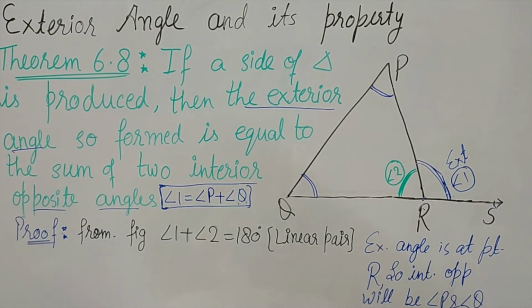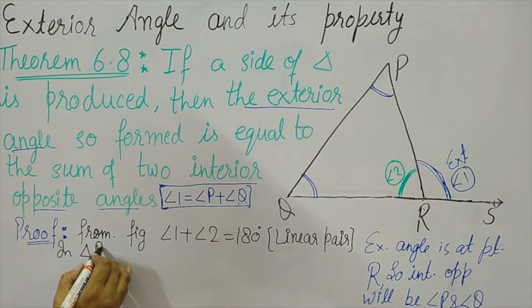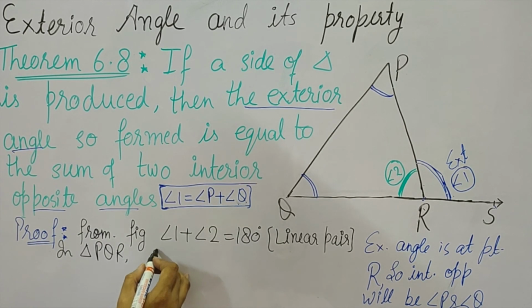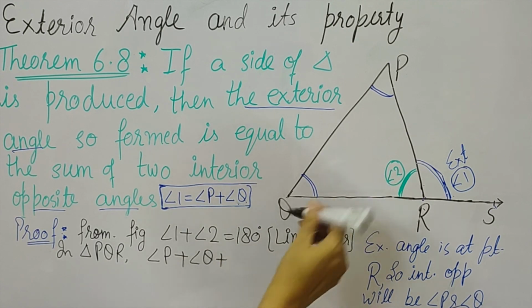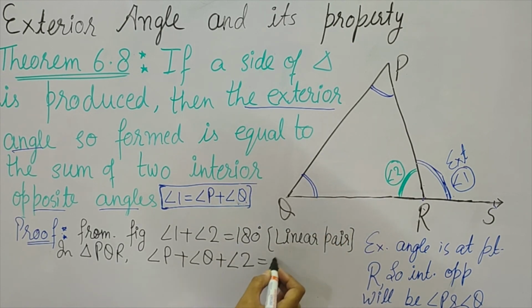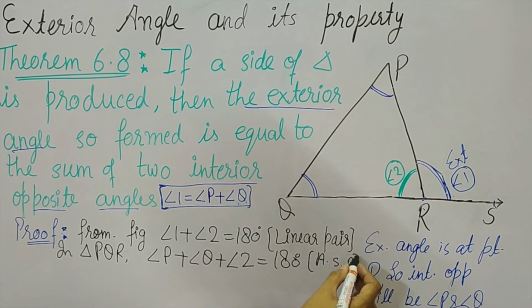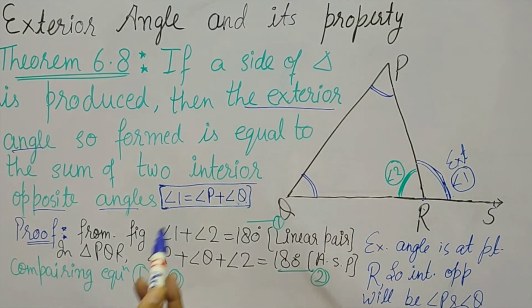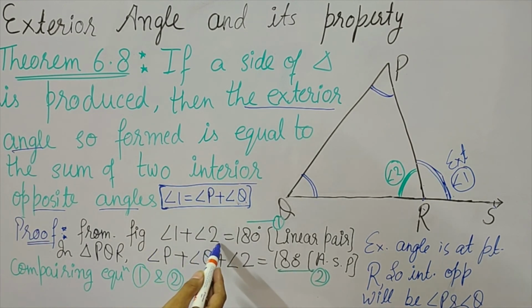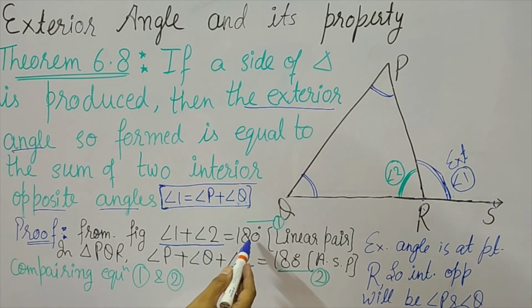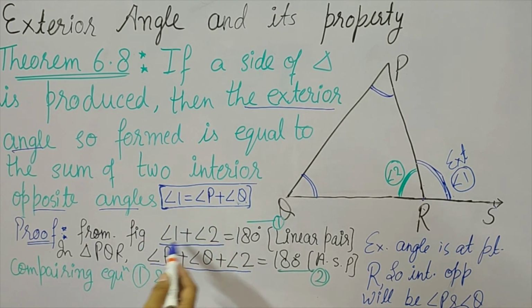And now let us write the angle sum property. In triangle PQR, what was the angle sum property? The sum of three angles, angle P, angle Q, and the third angle we have named as angle 2, this total should be equal to 180 degrees. I am writing in short here, angle sum property. Now observe these two equations. The sum of angles 1 plus 2 is 180 degrees, and the sum of these three, P, Q and 2, is also 180 degrees. So we can compare these two equations.